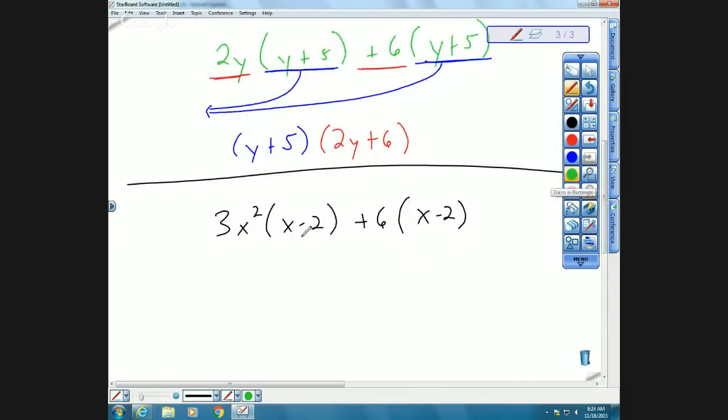So here on this one, like I said, these are both on the inside, so I'm going to put these together. And then these are both on the outside, so I'm going to put those together. If these are exactly the same, you're just pulling them out and putting them together, and then you're putting what's on the outside together. So that's the last step of factor by grouping.